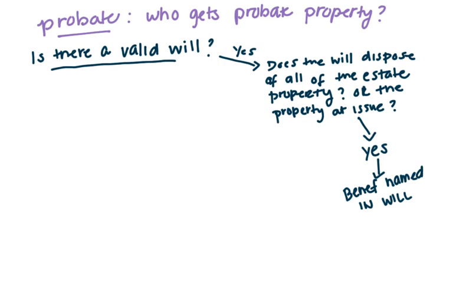Well, if there is no will, or if the property at issue is not named in the will, then the property passes through intestacy. You might be wondering what the relationship between intestacy and the probate process is. Intestacy is part of the probate process.